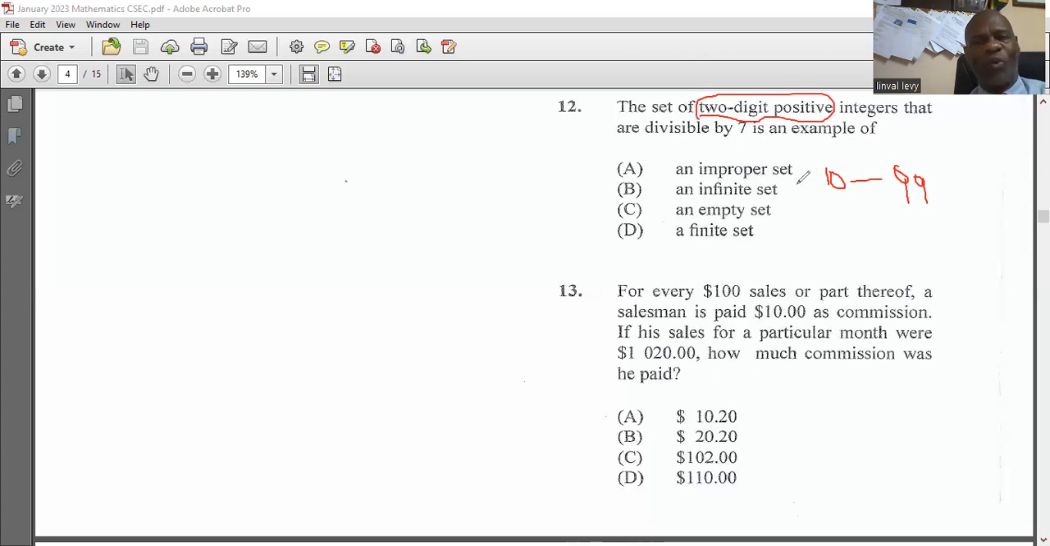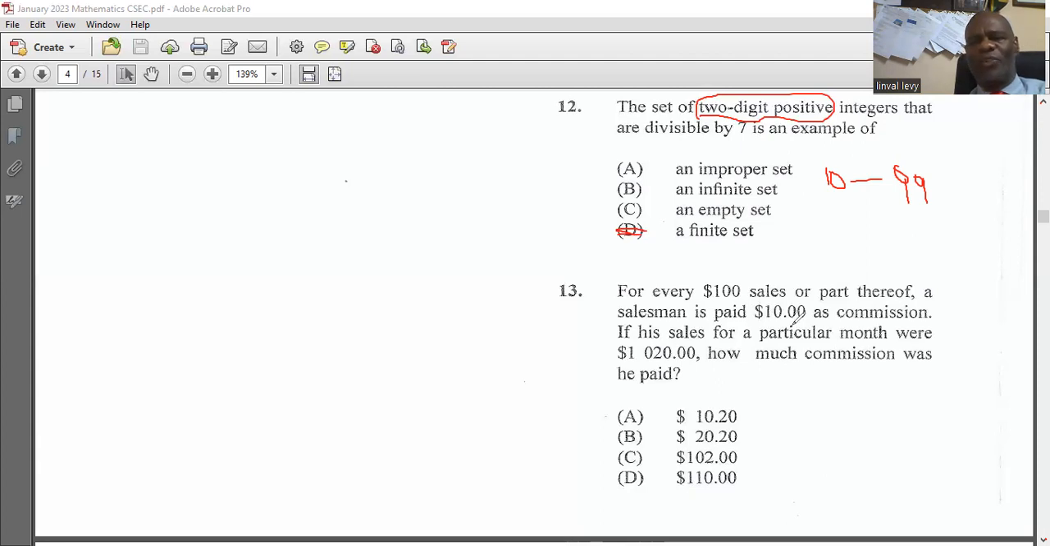Is that infinite? No, we can count them, right? And once you can count them, then that is finite. A finite set means that we have a limit, we can count it. So it would be an example of a finite set.